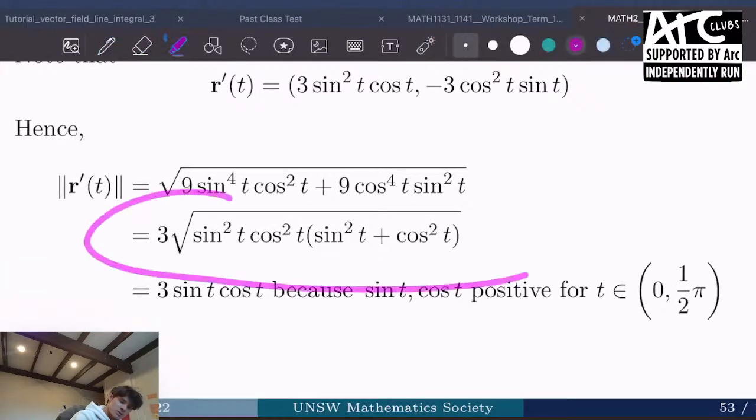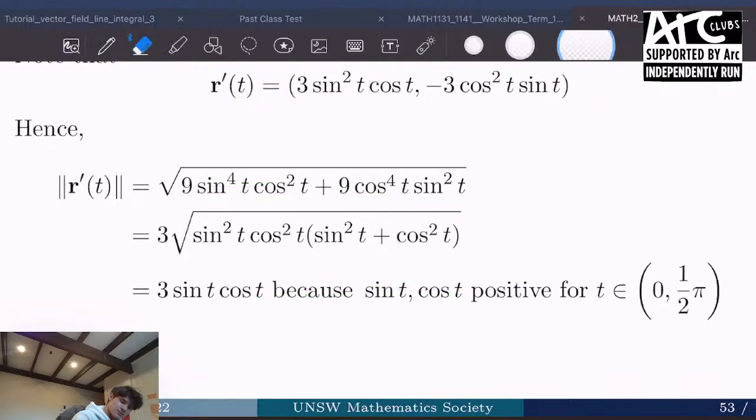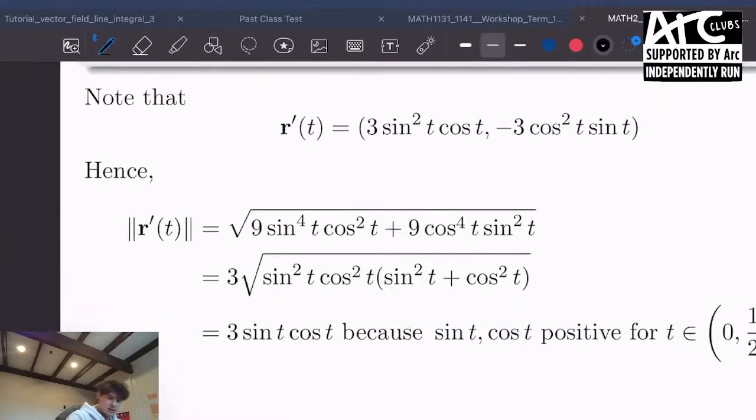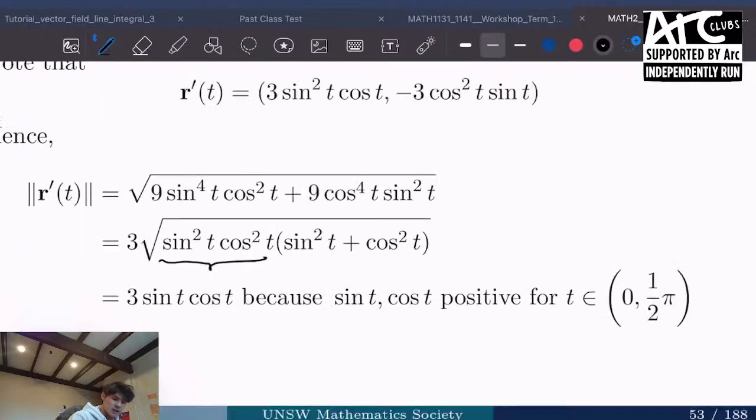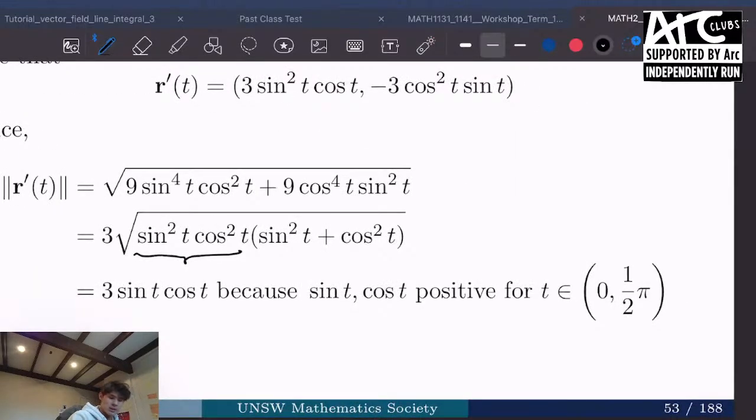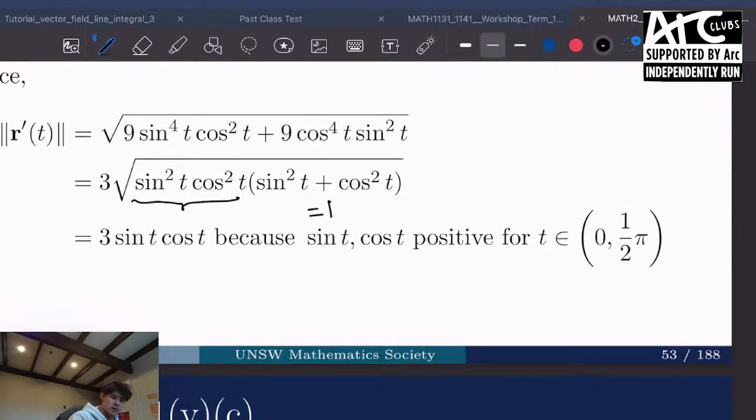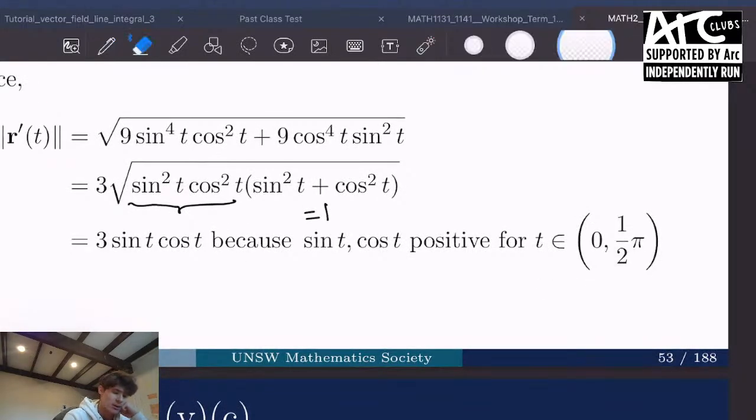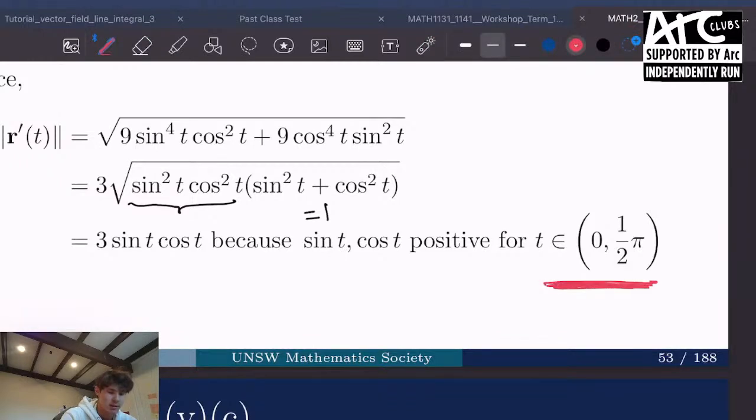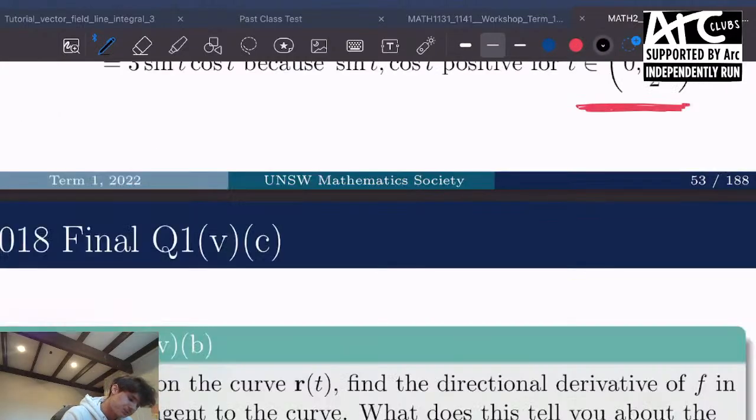So what we can actually do is take out a factor of sine squared t cos squared t, and that leaves us with sine squared t plus cos squared t, which equals 1. Then we take it out of the square root. What we should get is 3 sine t cos t. Now we can ignore absolute value signs, that sort of thing, simply because we're working with t in this particular range. In this range, sine and cos are both positive, so we can ignore issues revolving around the sign, positive or negative. So that's our answer. It's just 3 sine t cos t.